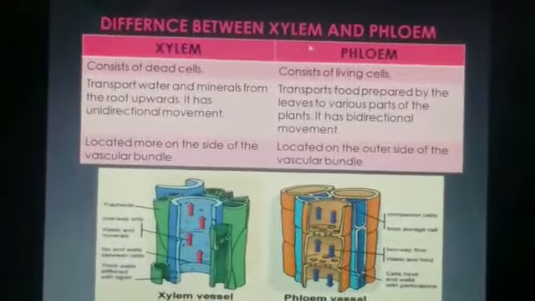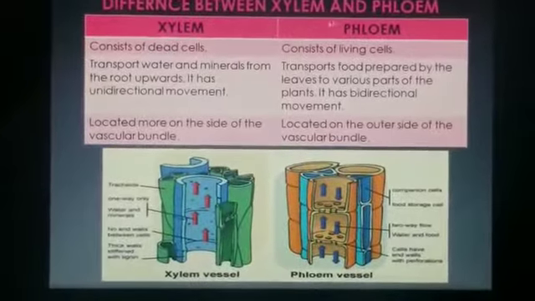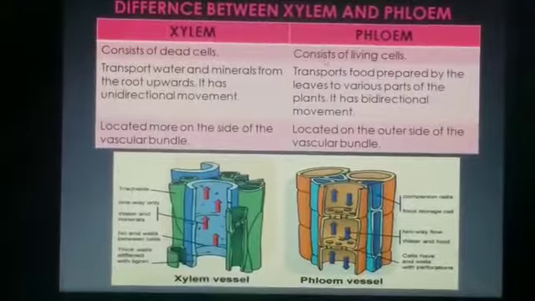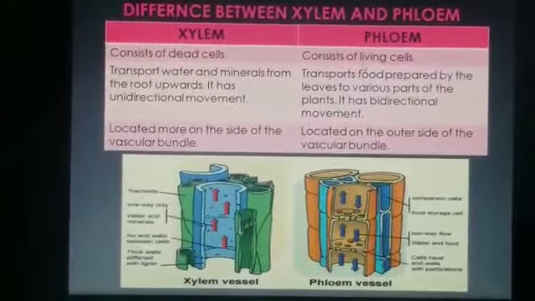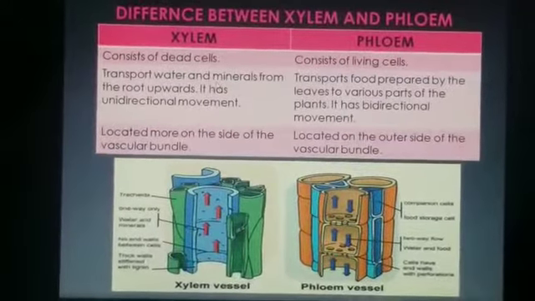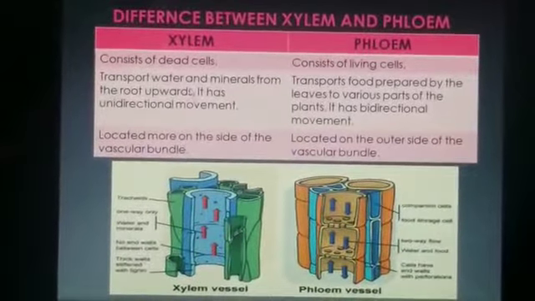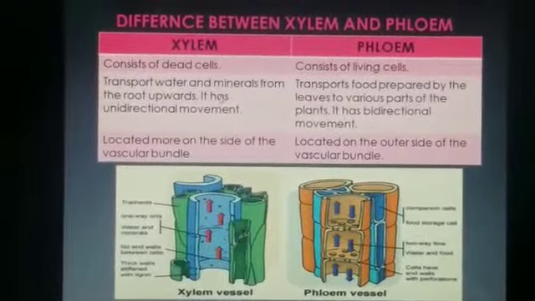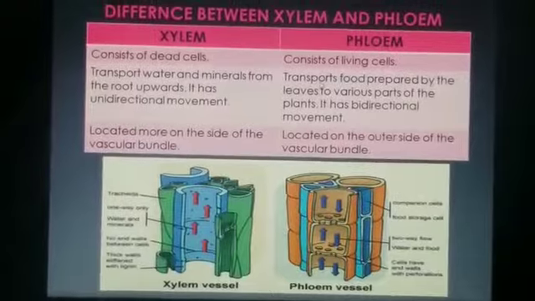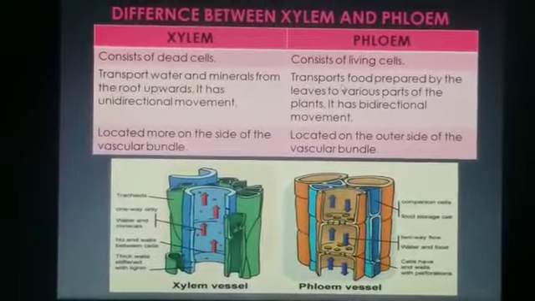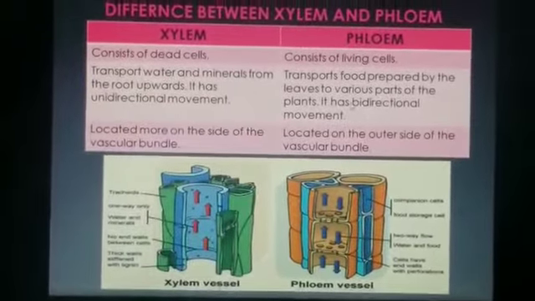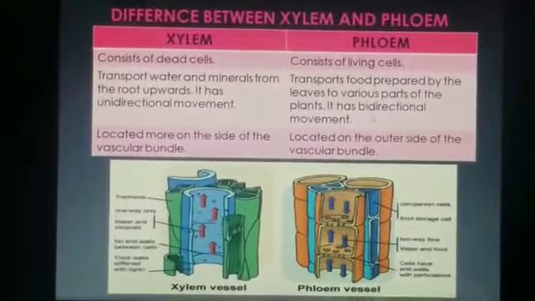Now let's discuss the difference between xylem and phloem. Xylem consists of dead cells, whereas phloem consists of living cells. Xylem transports water and minerals from the root in the upward direction, and it is only unidirectional movement, whereas phloem transports food prepared by the leaves to various parts of the plants, and it has bidirectional movement, meaning two-way direction.